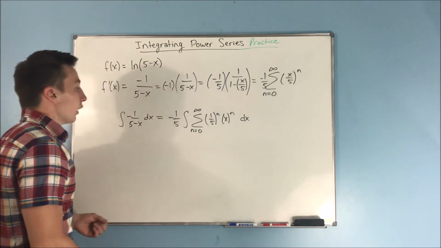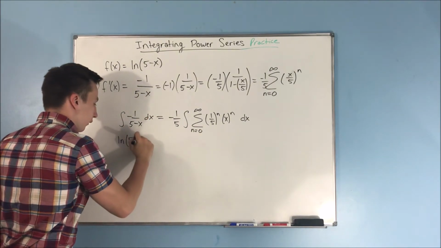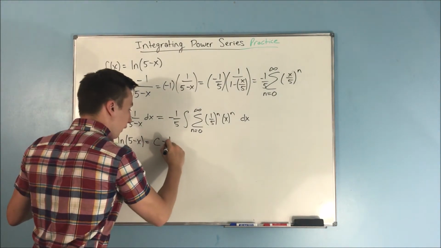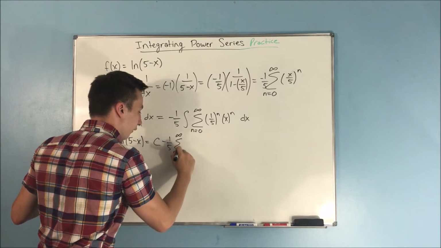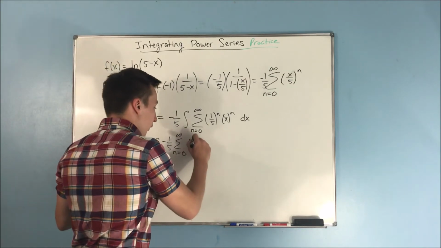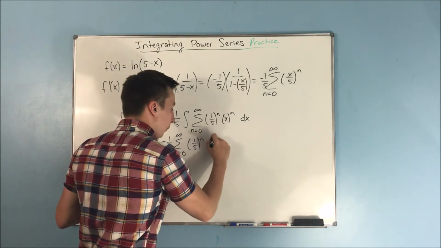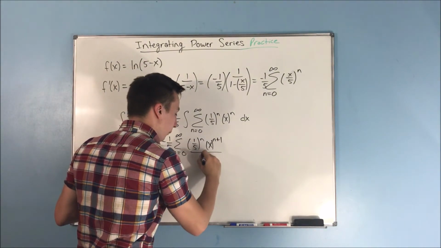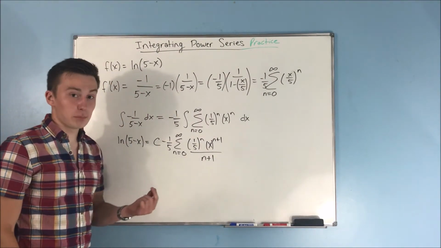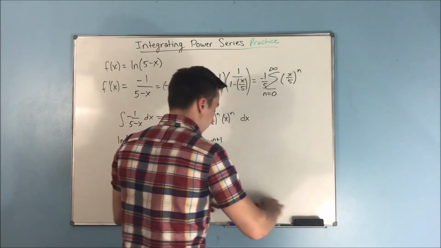That's a big thing. In doing our integration step, we will get natural log of 5 minus x is equal to c, our constant c, minus 1/5 the sum from n equals 0 to infinity of, well, the integral of the inside here, that's still going to be 1/5 to the n, but now we're going to have x to the n plus 1 over n plus 1. All right, so let's figure out what c is. Let's use x equals 0. Plug in x equals 0.